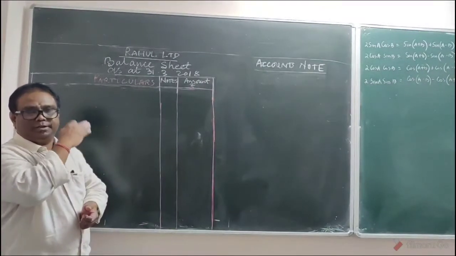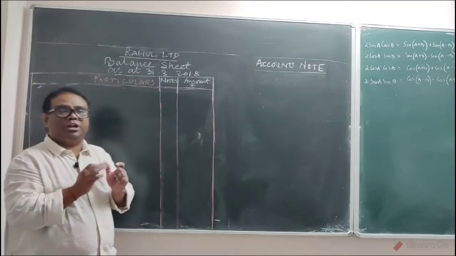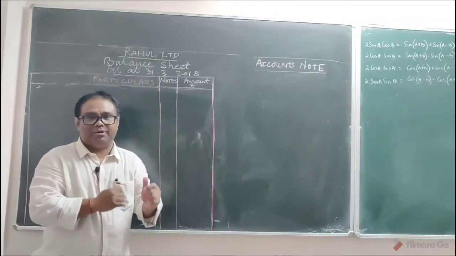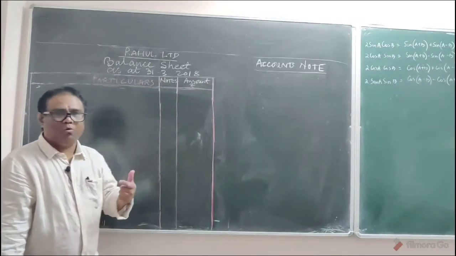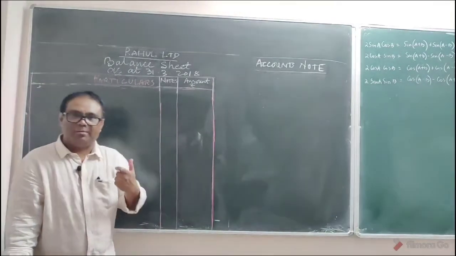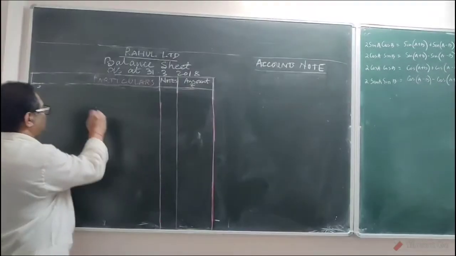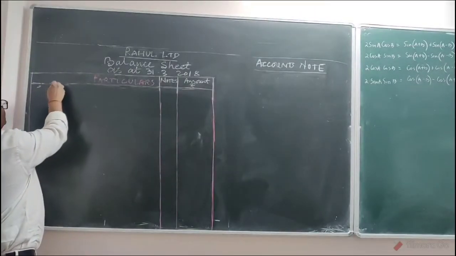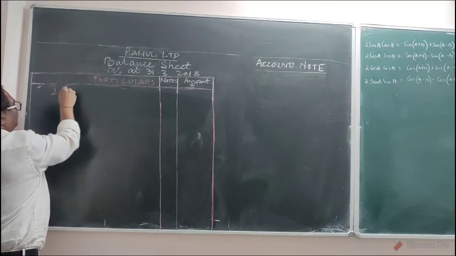Until now you have seen the balance sheet with liabilities on the left-hand side and assets on the right-hand side. Now the company balance sheet is a vertical form of balance sheet. First, in place of liabilities, we should write equities and liabilities. So here, Roman 1, equities and liabilities.